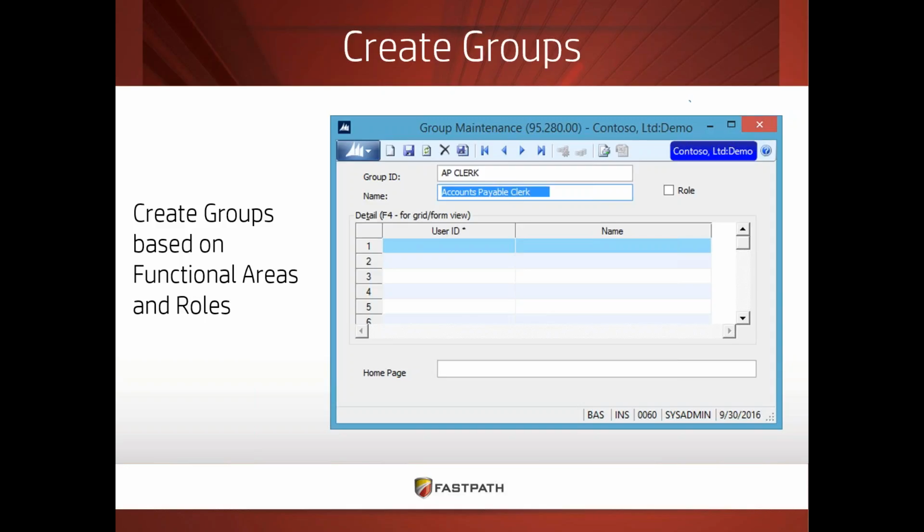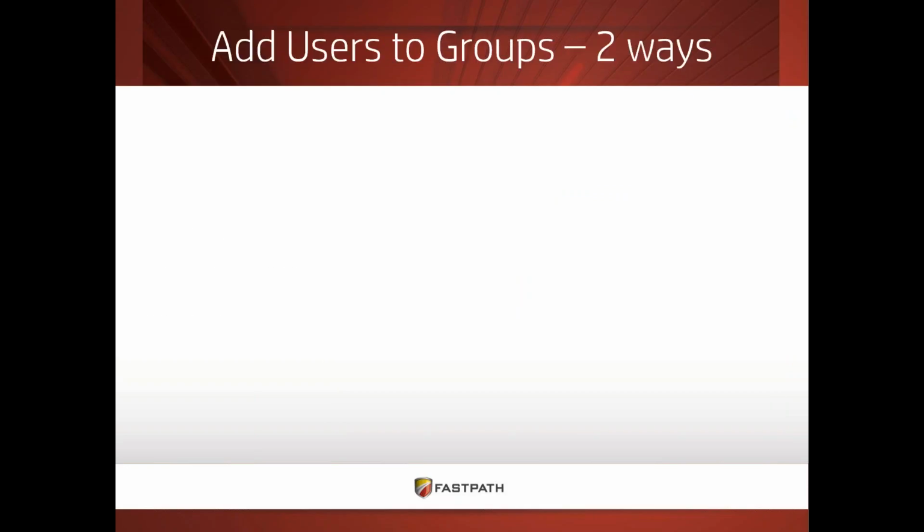So what's the first thing you do? You create your group. You think about those roles. You think about your company as a whole and those roles and functions that you have within your accounting department, and you start to create those groups. That's the very first thing. So in this case, as an AP clerk, we go ahead and create that group.